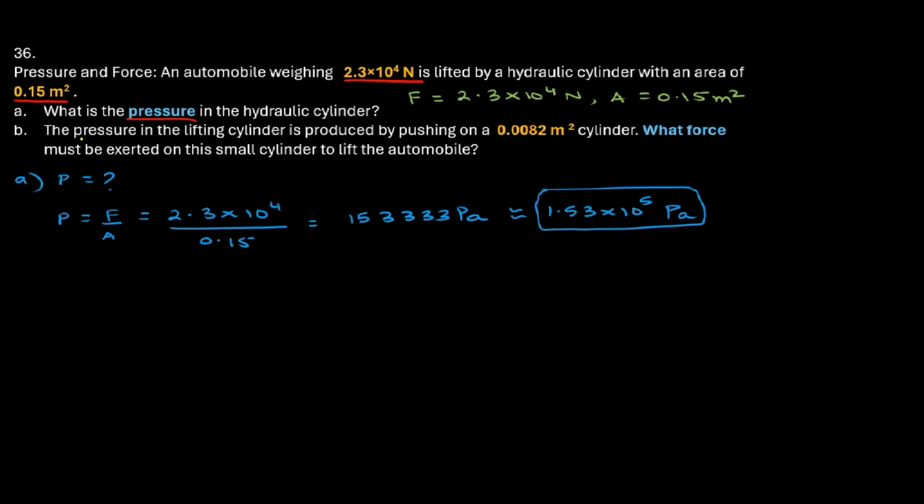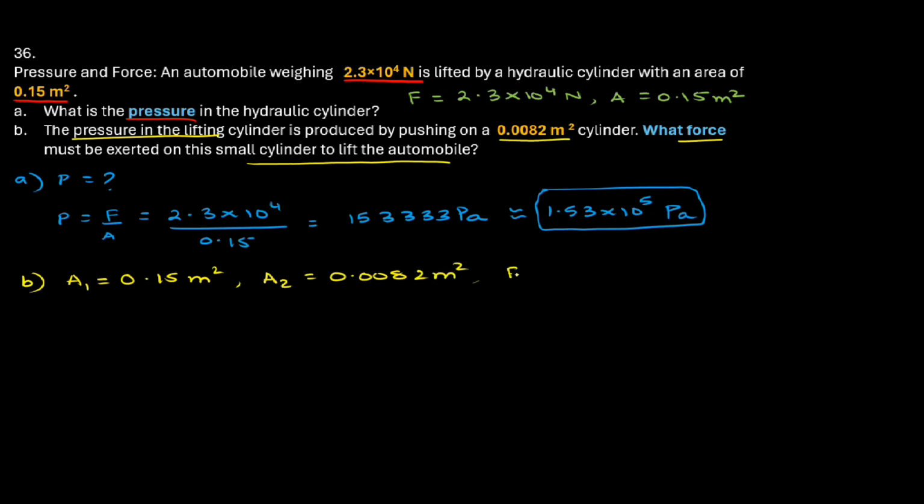Then in part B, they are asking: the pressure in the lifting cylinder is produced by pushing a 0.0082 meter square cylinder. What force must be exerted on this small cylinder to lift the automobile? So in part B, we have two different areas. Area 1 is the area of the cylinder we considered before, which is 0.15 meters squared. Then area 2 of the lifting cylinder is 0.0082 meters squared. Then we have force 1, which was the weight of the automobile, 2.3 times 10 to the power 4 Newton.